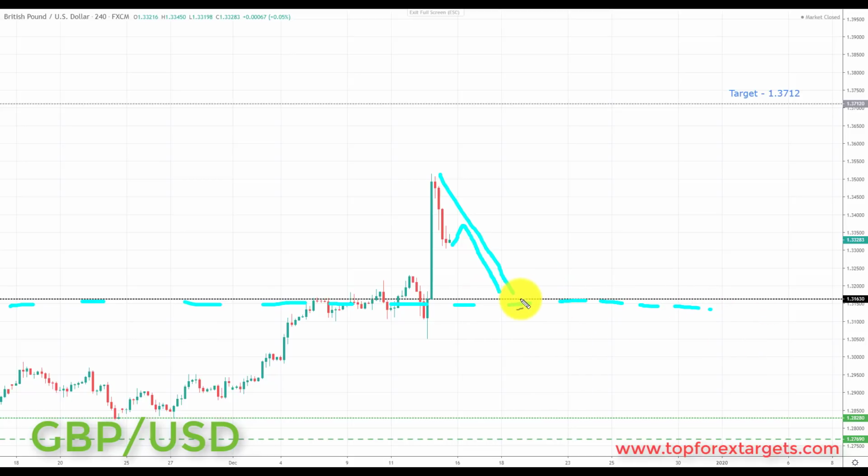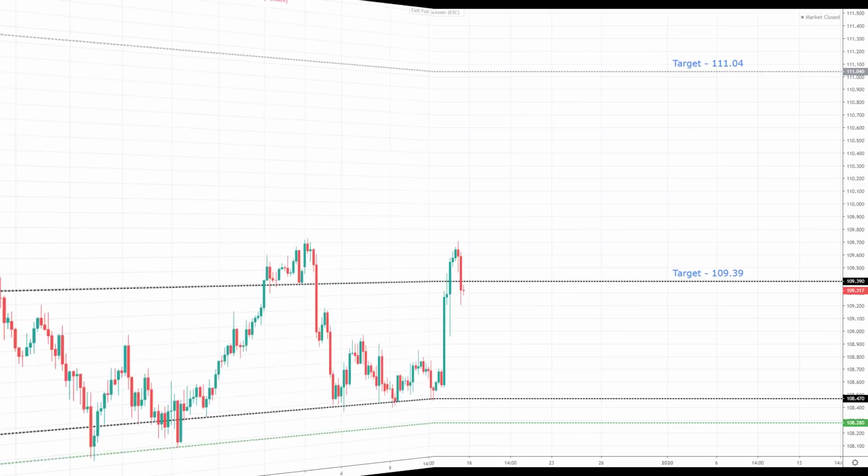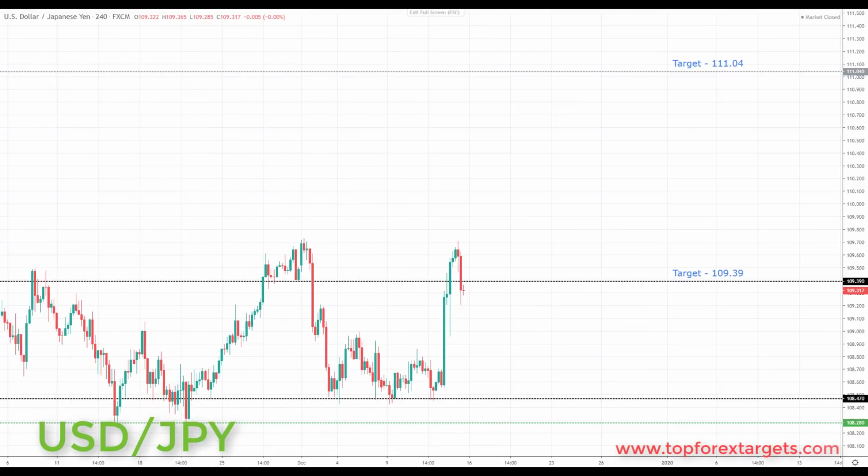This is going to be a great place going into next week to start to look for those bullish formations and patterns. We're going to be looking at initiating longs up towards the next key area of resistance to the upside and target set, the 1.3712. So the next market we're going to look at is US dollar Japanese yen.